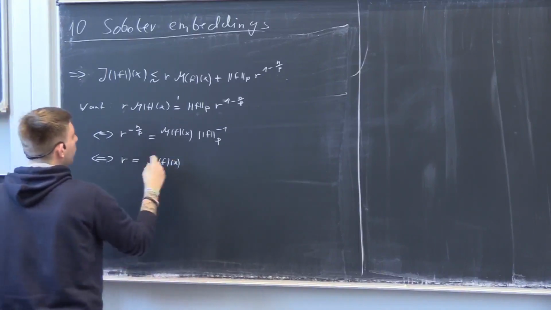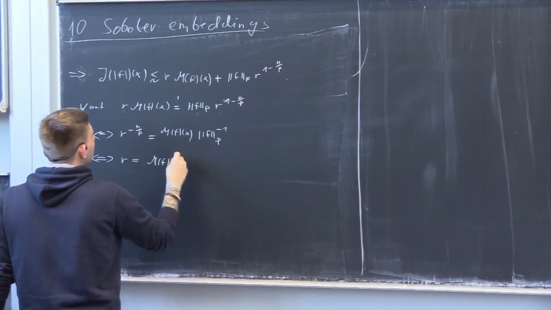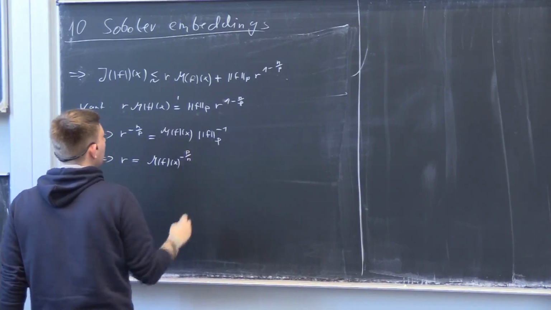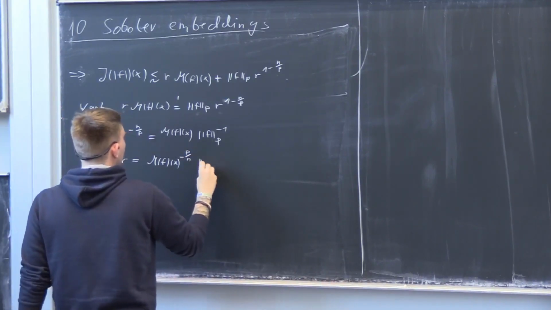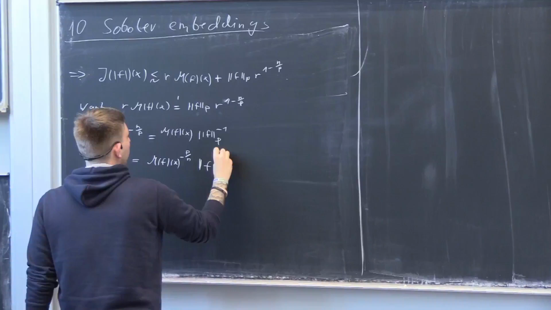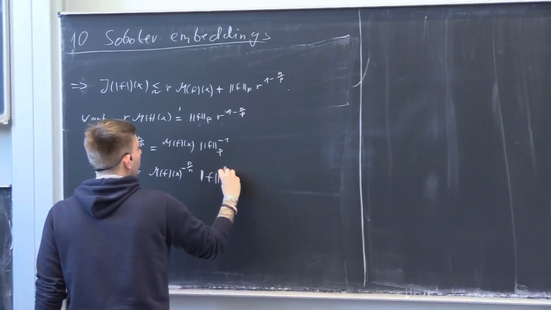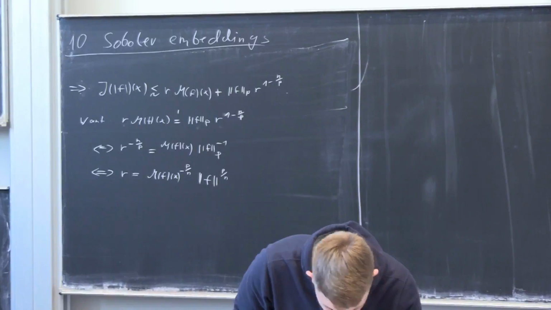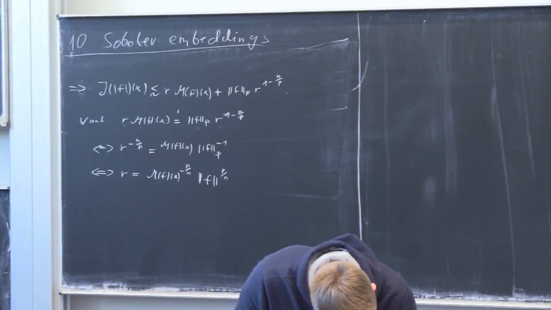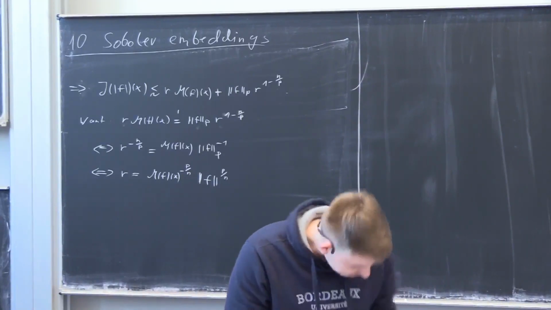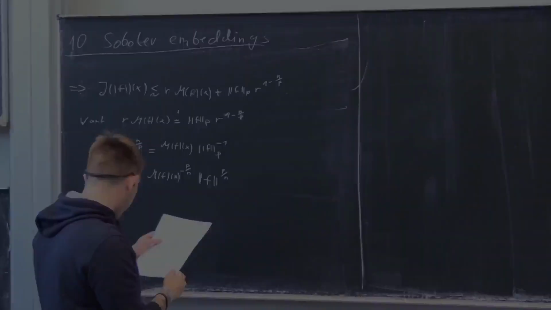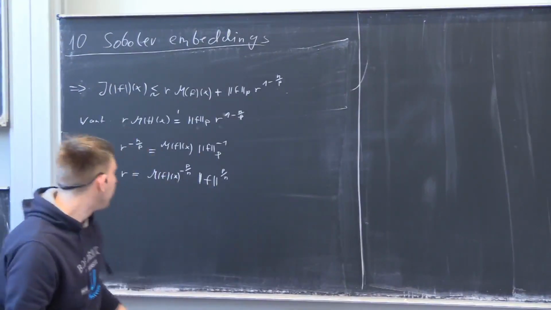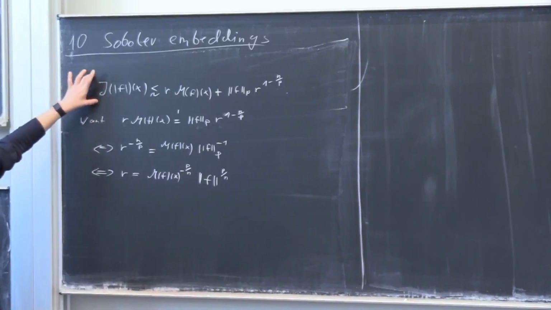MFX to the minus P over N, and here I get F to the P over N. Okay, let's see if so far I didn't mess up. P over N. Okay, so far it looks good. Then we should plug this back into this identity.